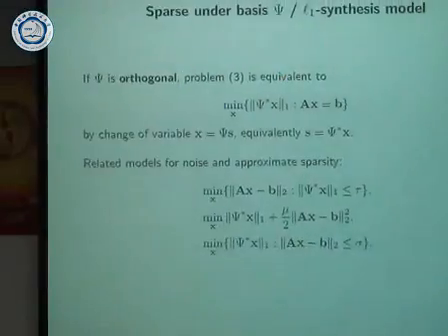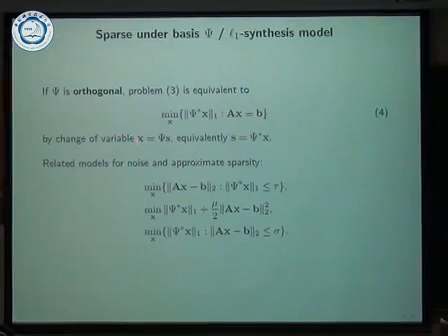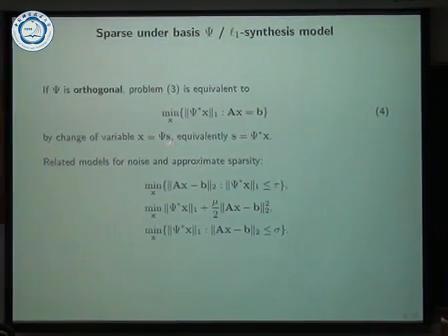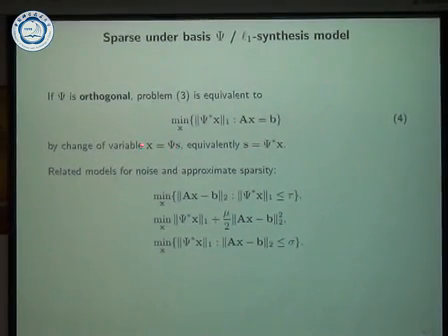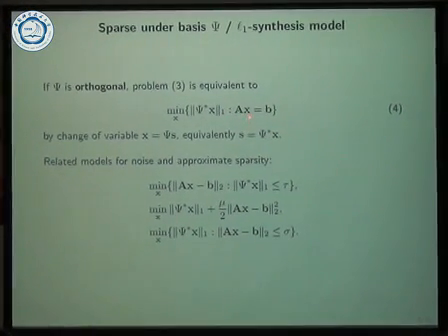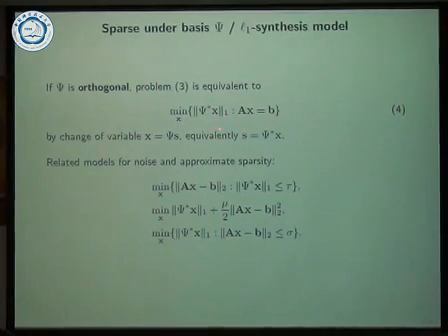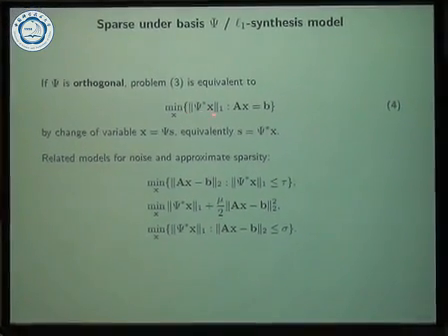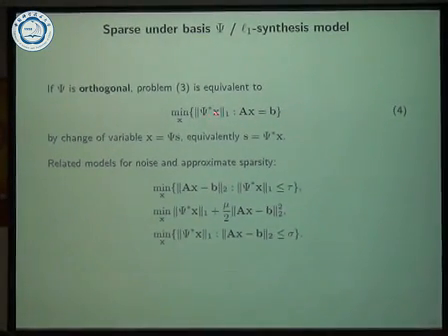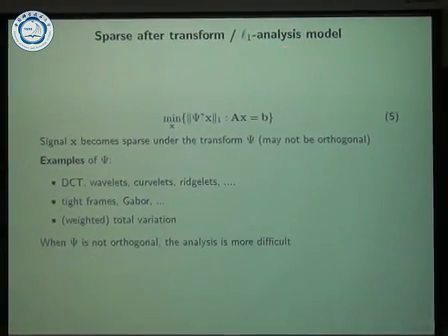So if you have this property, you can translate this model into a different form with a variable change. You let x be psi times s, and then you move psi to the other side, which gives psi transpose. Instead of using the synthesis model, x is your original signal, and instead of minimizing s, you minimize psi transpose x. There's a name for this model. It's called the L1 analysis model.